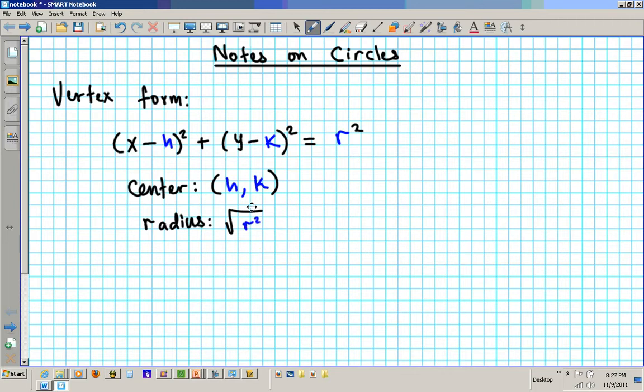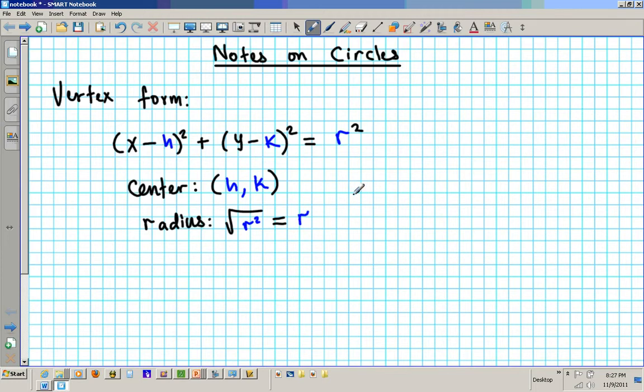Okay? Make sure these two quantities are in parentheses by themselves with no coefficients. And then the last number on the other side of the equation will be the square of the radius. So when you take the square root of the last number, you get the radius right there. Alright?